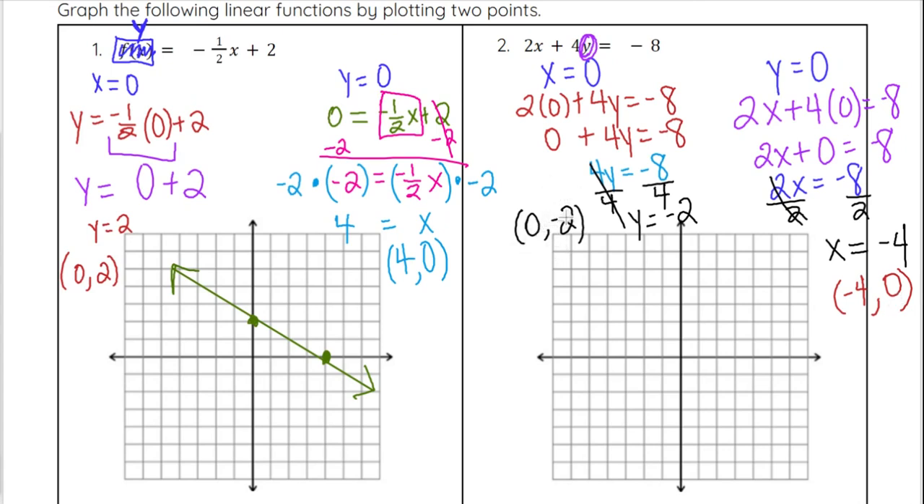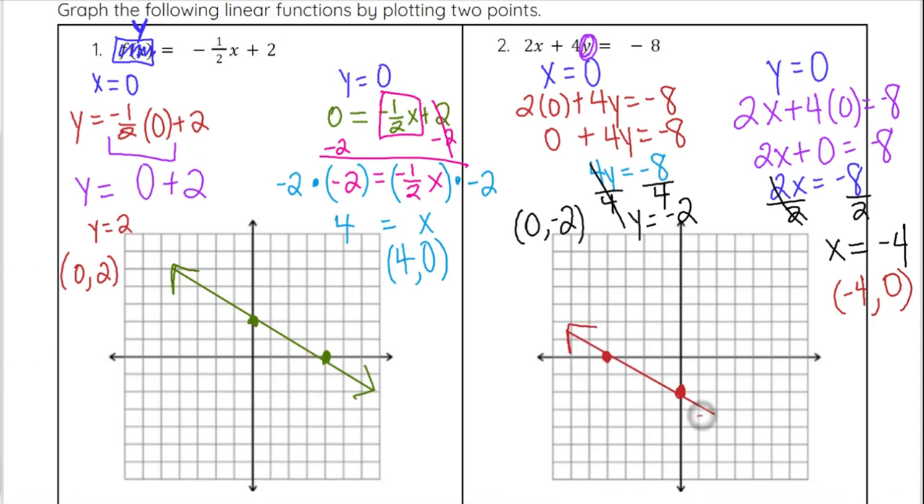And then we can just plot those points. So 0, -2, from the origin, we don't go left or right, but we go down 2 and we put a point. And then for -4, 0, we go left 1, 2, 3, 4 for -4, and then up or down, we do not go anywhere. And then again, we just connect those points with a line and we put arrows on the ends.